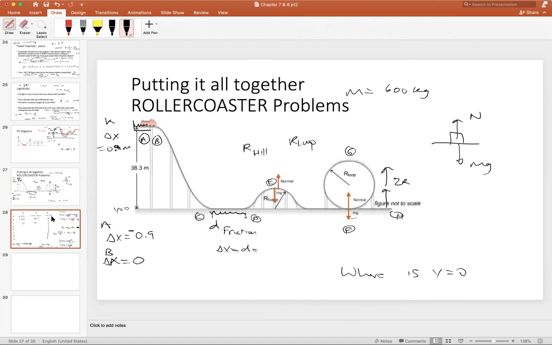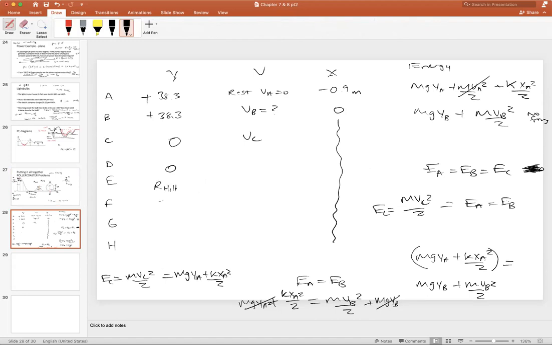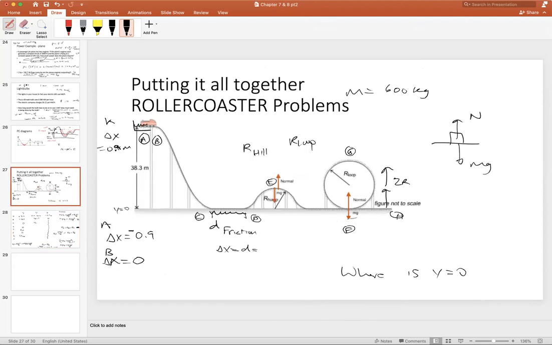D was 0. E was whatever R the hill was. F was 0. G was 2 times R of the loop. If we're given R of the loop, double that will give us the height to the top of the loop. We don't really want to deal with it anywhere but the top of the loop or the top of the hill. Why? Because our N will not be simply mg. So yeah, if we wanted to know, we could figure out what angle this is at and what N is at and all that. Don't do that.